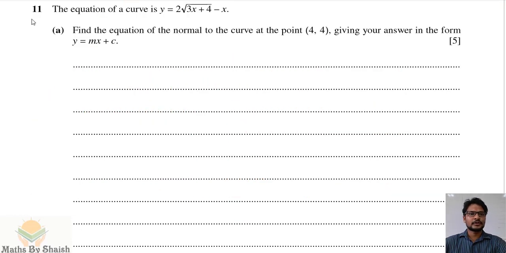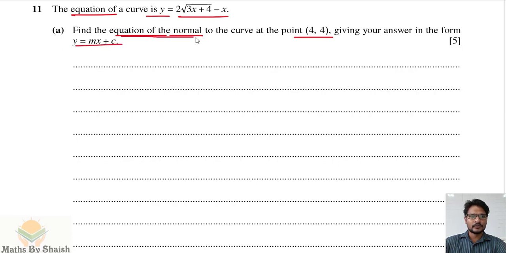And here's the 11th question, that is the last question of this paper. The equation of a curve is given as y equals 2 root (3x plus 4) minus x. Find the equation of the normal to the curve at this point, giving your answer in the form y equals mx plus c.